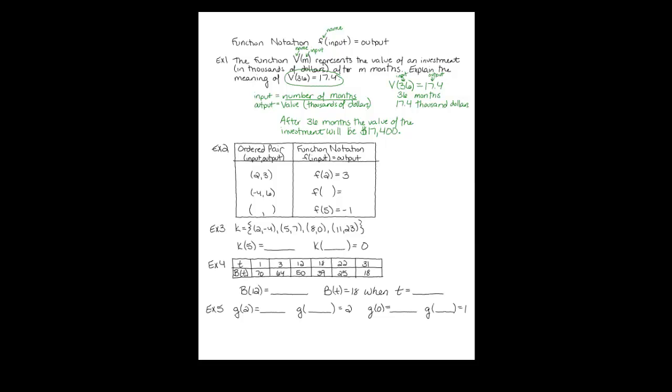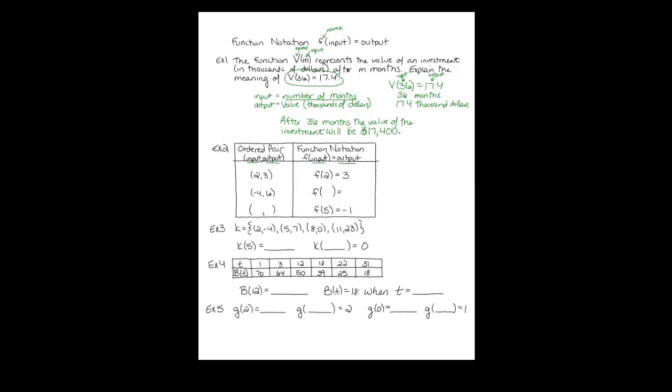In example 2, function notation is a way of writing an ordered pair. It gives you the same information plus more. It gives you the name of the function and the knowledge that what you're dealing with is a function. But you need to be able to work from one representation to the other. If you recall, an ordered pair has the input value first, then the output value. In function notation, you have the function name. The input is always inside the parentheses. The output is out on the other side of the equal sign.